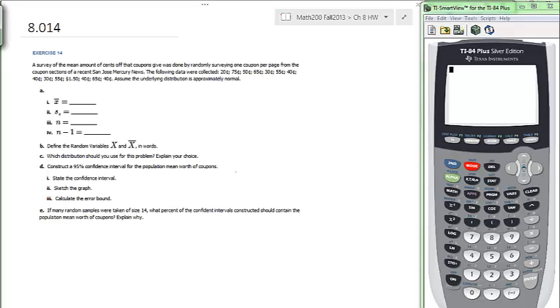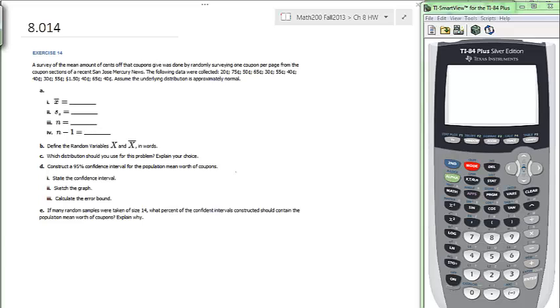Chapter 8, Exercise 14. A survey of the mean amount of cents off that coupons give was done by randomly surveying one coupon per page from a coupon section in a recent San Jose Mercury News. The following data were collected, so we have a set of data here. Assume the underlying distribution is approximately normal. They want us to find the mean, standard deviation, and sample size.